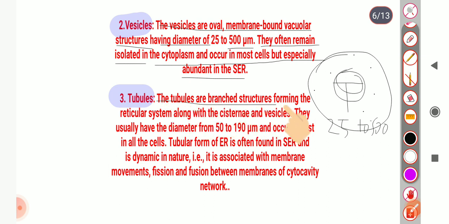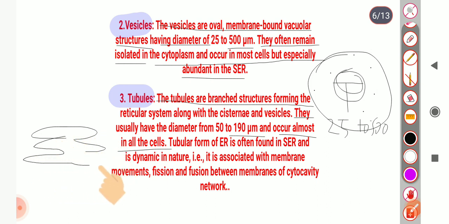Tubules are branched structures forming the reticular system along with the cisterna and vesicles, and they usually have a diameter of 90 to 100 micrometer and occur in almost all cells. You can see that these are tubule-like structures, and they are branched, with a diameter of about 50 to 190 micrometer.